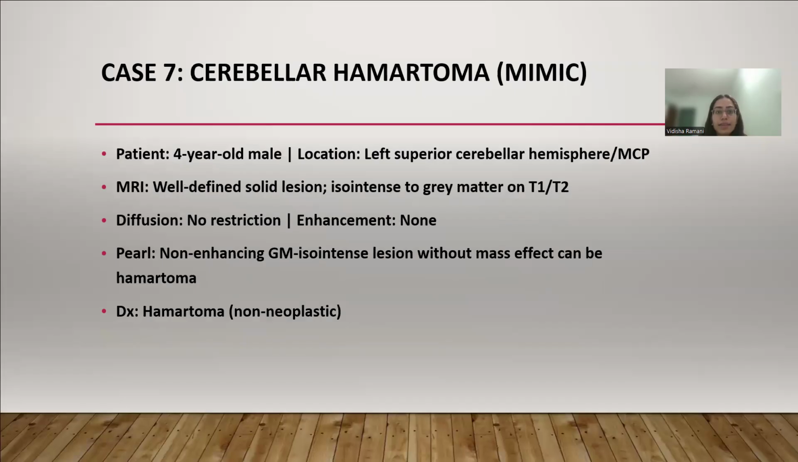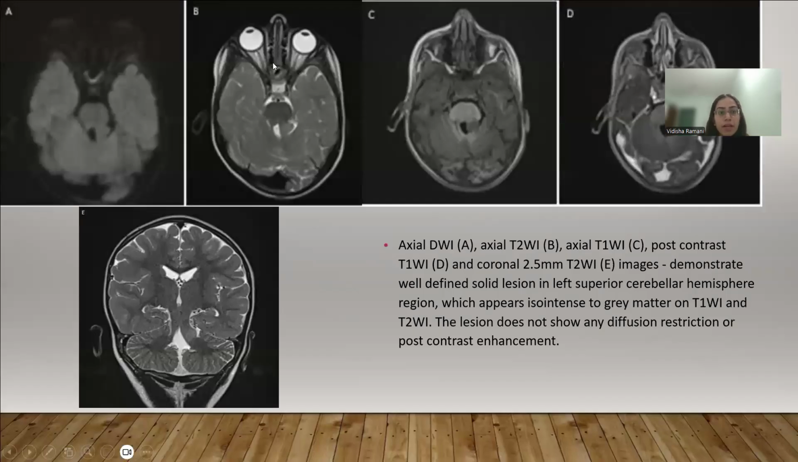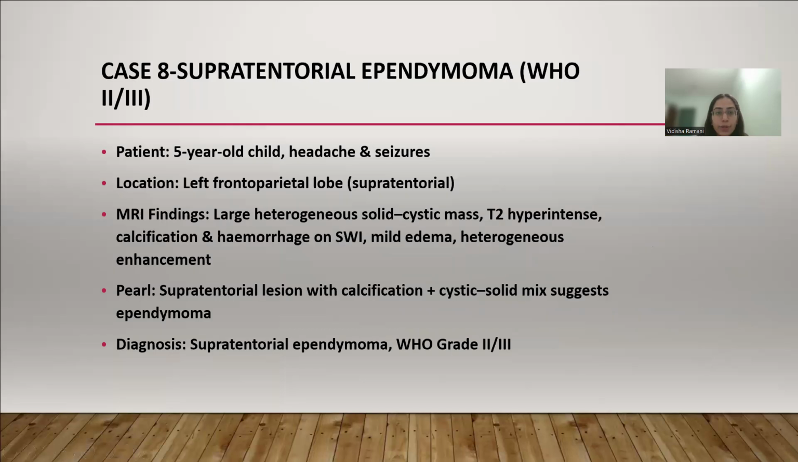Okay. Then the next case is a case of cerebellar hematoma, which is a non-neoplastic condition, in a 4-year-old male child. Location is left superior cerebellar hemisphere. MRI shows a well-defined solid lesion, which is isointense to gray matter on both T1 and T2 weighted images. It shows no diffusion restriction and no enhancement. So a non-enhancing gray matter isointense lesion without mass effect can be hematoma. These images show the same: no diffusion restriction, and the lesion is isointense to gray matter on both T1 and T2 weighted images. It is a cerebellar hematoma.